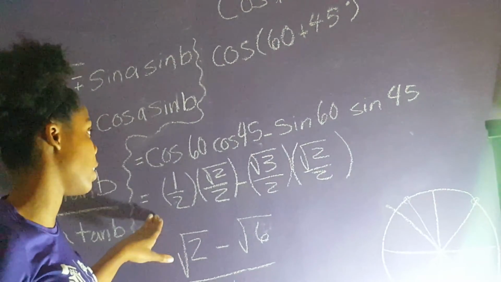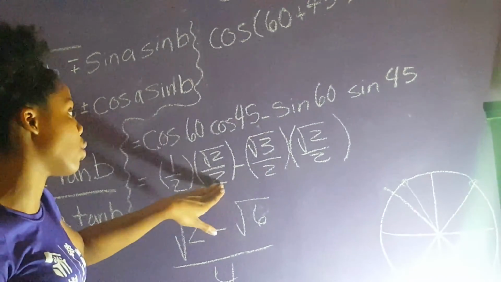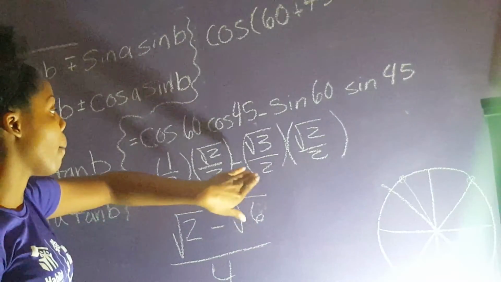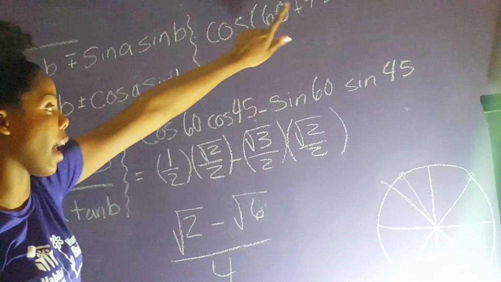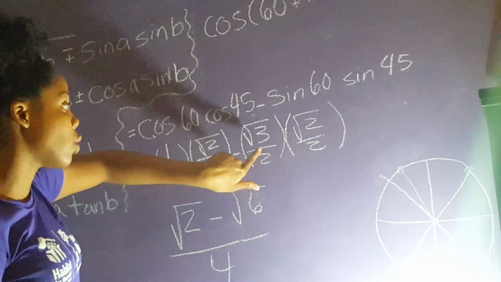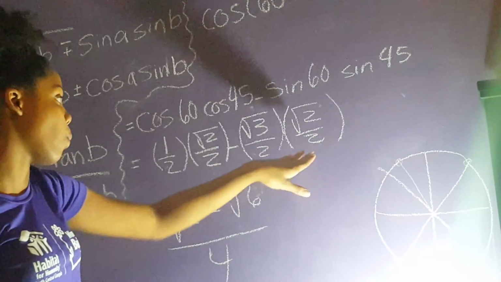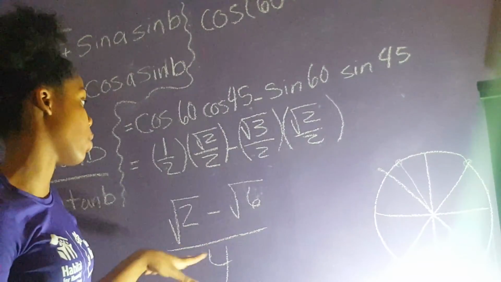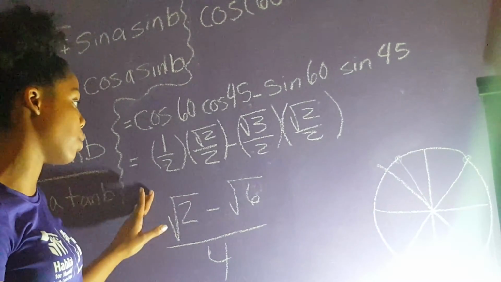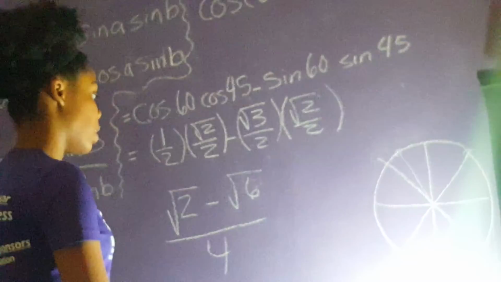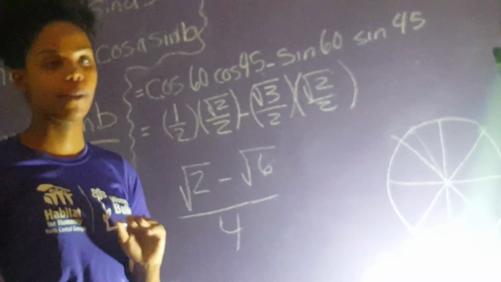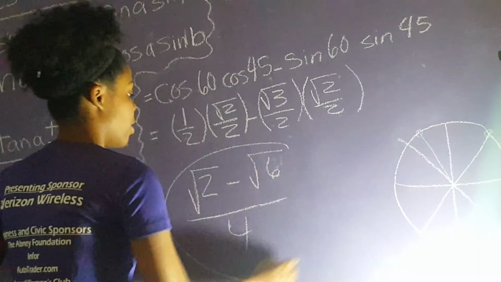So we're going to multiply these. So 1/2 times square root of 2 over 2 minus, because we added in the beginning, square root of 3 over 2 times square root of 2 over 2. And once you get those multiplied, you're going to combine them to get square root of 2 minus square root of 6 all over 4. This is our final answer.